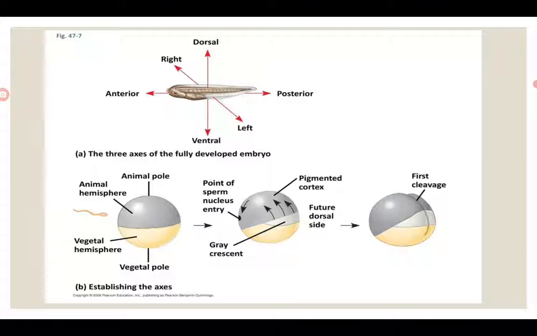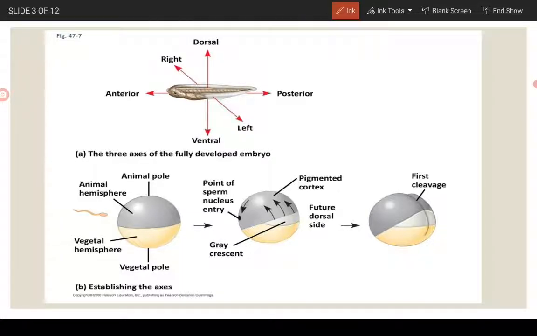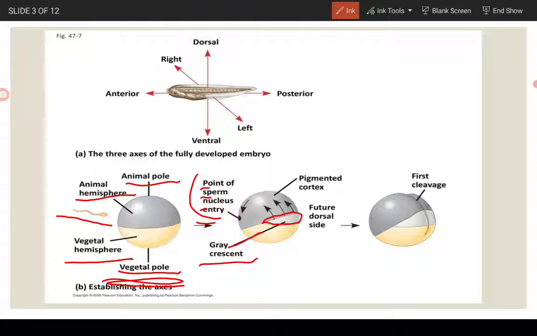Now to understand this concept a bit more, we have to know about the development of the frog embryo. For example, if this is a frog egg, this is its animal hemisphere and this is the vegetal hemisphere, and here the sperm comes and fertilizes the egg. This black point is the point of sperm nucleus entry. Just 180 degrees from it, a gray area, the gray crescent, is formed. This is a very important part of the egg for the future development of the frog.